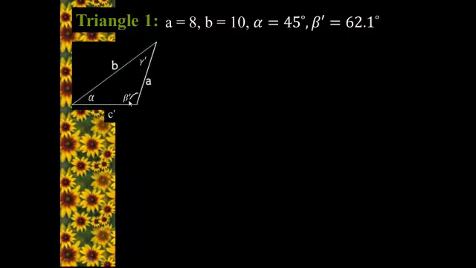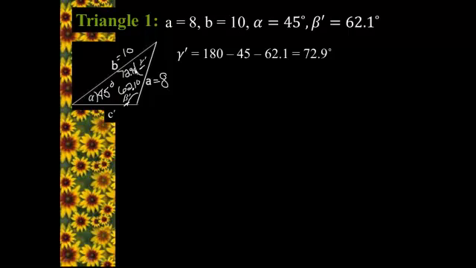So we know that beta is 62.1 degrees, and I'm going to call it beta prime for now. This is gamma prime. We also know that alpha is 45 degrees, side B is 10, side A is 8. The easiest one to figure out would be angle gamma, which once again I just take 180 minus 45 minus 62.1, which gives us 72.9 degrees.